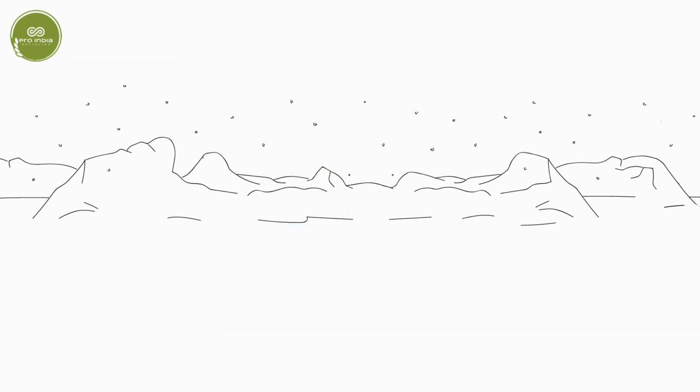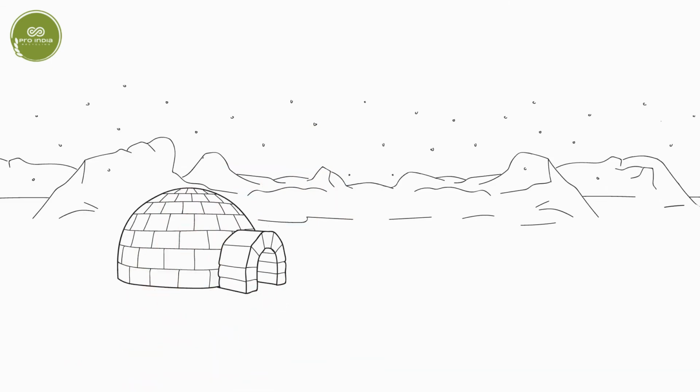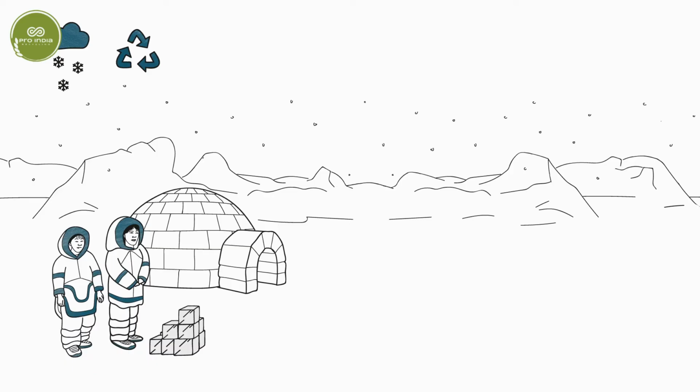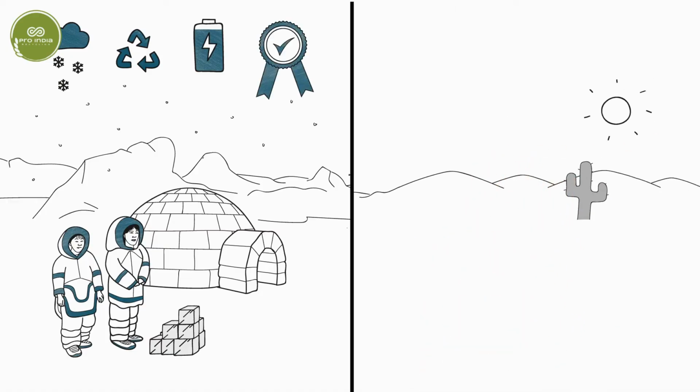Here is an example. Only one construction material is needed for an igloo: snow. Snow is an environmentally friendly natural product and can be fully recycled. And because igloos are built by hand, they need practically zero energy. Snow as a construction material and the igloo building are therefore, from an ecological point of view, sustainable. This, however, is not always the case.